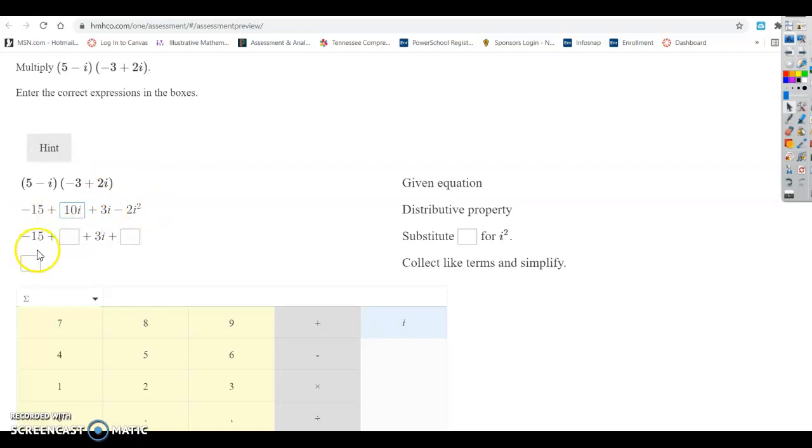Alright, coming down, we're going to bring down our 10i, and then we're going to change the i squared. So see here it says substitute, so remember negative 1 is equal to i squared. So negative 2 times negative 1 is just plus 2. And then again we're going to combine our real numbers. So we've got negative 15 plus 2, so it's negative 13. And then 10i plus 3i. So that would be 13i.